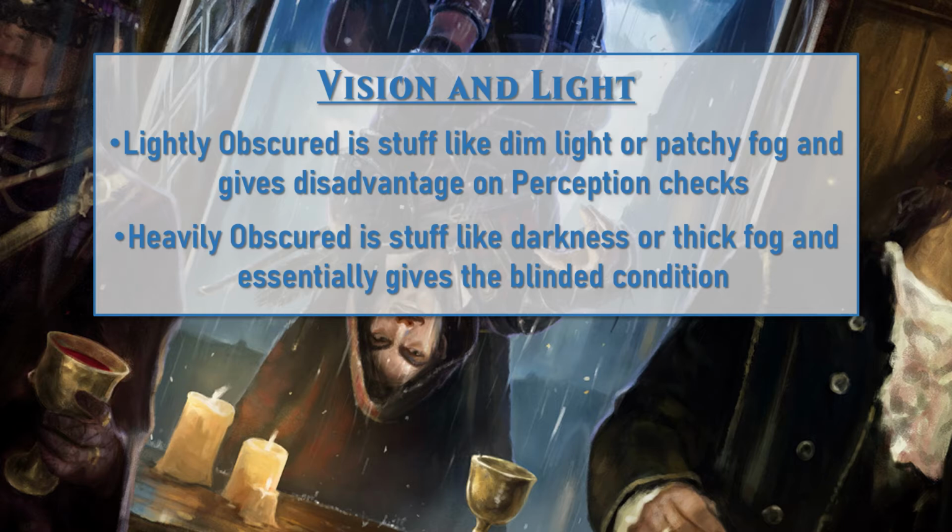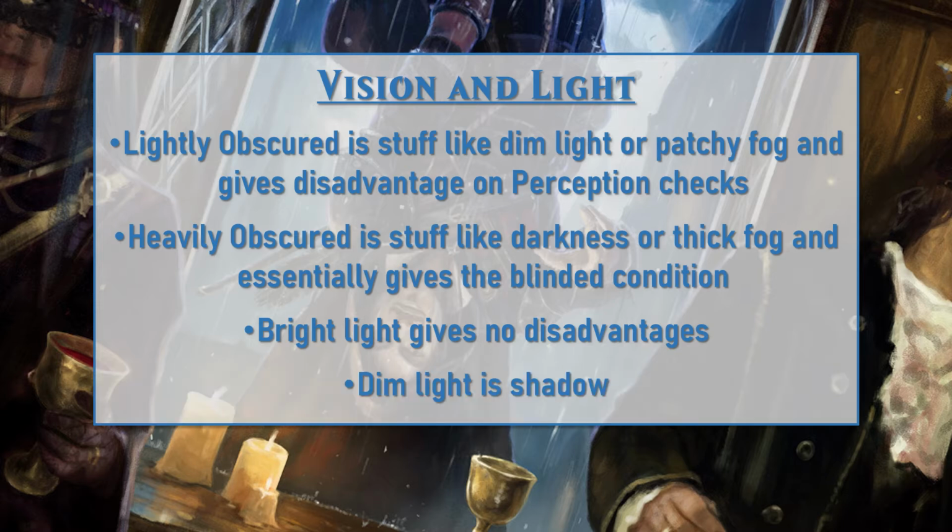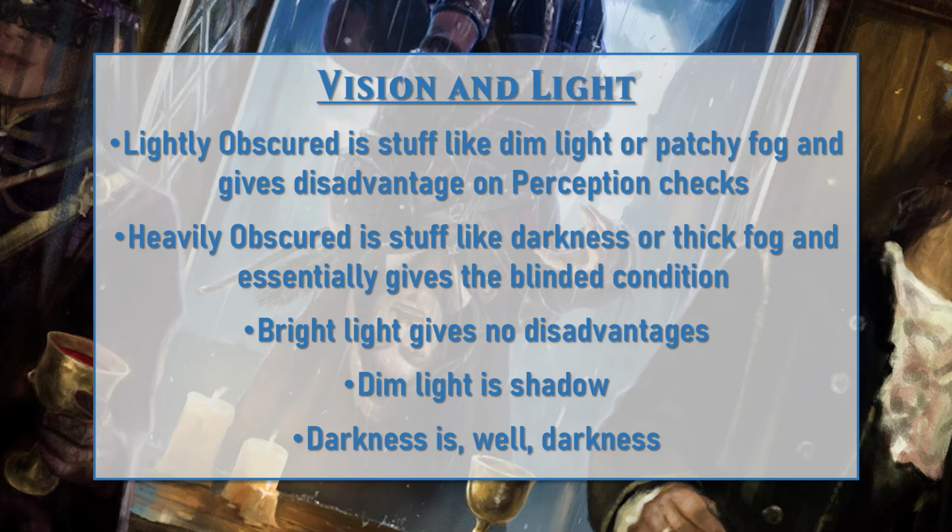As far as light goes, bright light will give no ill effects. It will be neither lightly nor heavily obscured if a creature is in bright light, and the rules do specify that even on a gloomy day, it still would be considered bright light. So this doesn't necessarily mean directly under the bright sun. This just means well lit enough that the human eye could perceive pretty straightforwardly everything that's going on around it. As far as other lighting conditions, there is dim light. Dim light would be shadows, etc., and that will be the lightly obscured vision situation, and darkness, which will be heavily obscured.